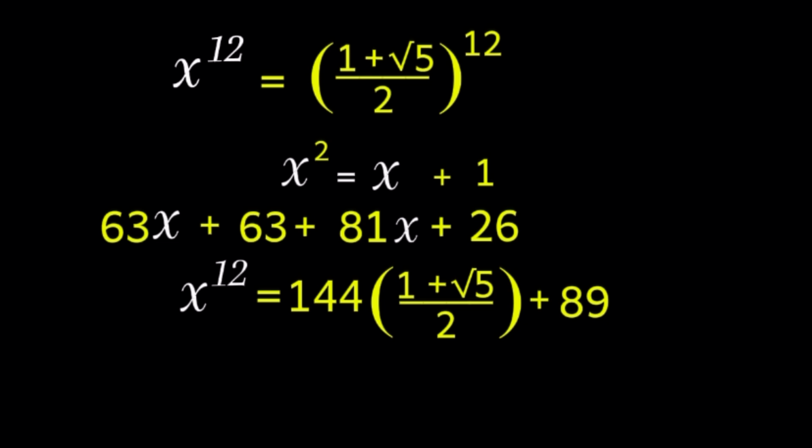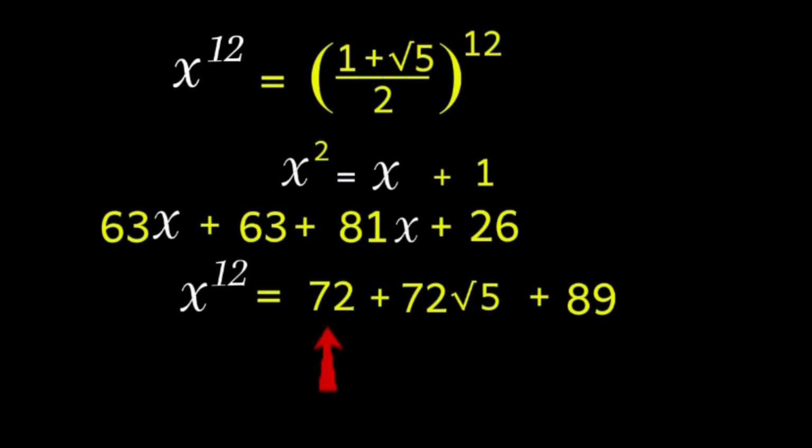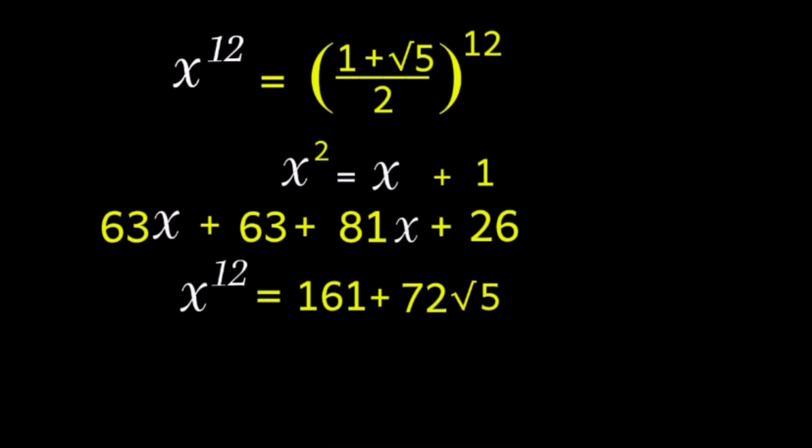Now simplify this. 144 divided by 2 is 72. So we get 72 multiplied by (1 plus square root of 5) plus 89. Now expand: 72 plus 72 square root of 5 plus 89. And combine constants. 72 plus 89 gives 161. So the final answer is 161 plus 72 square root of 5.